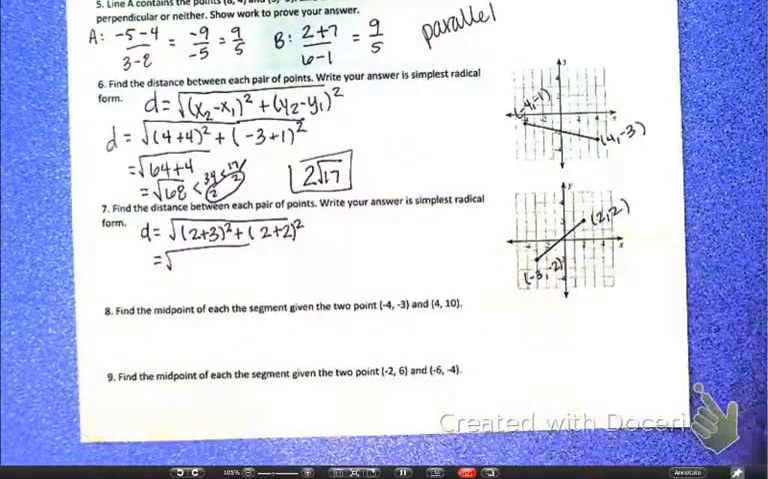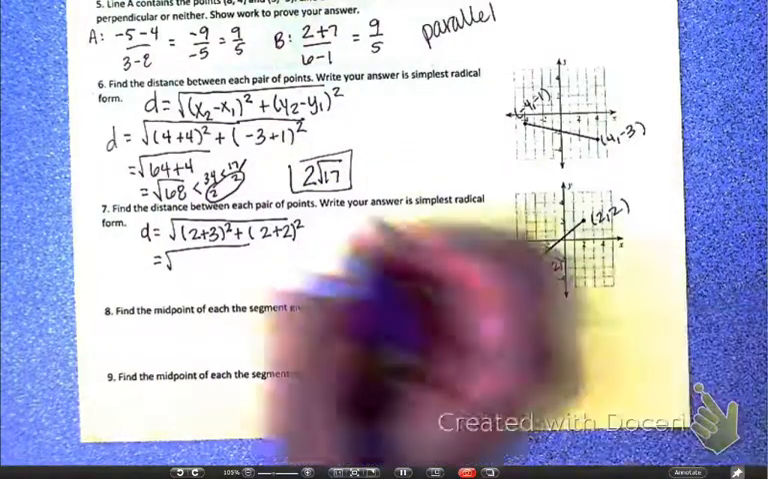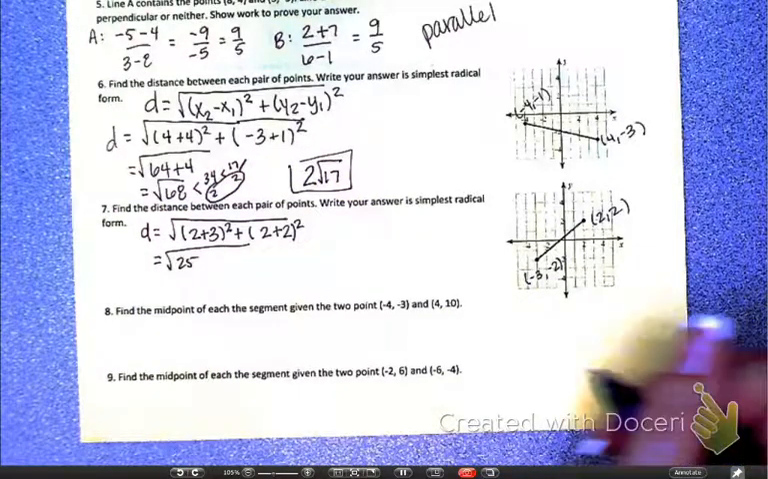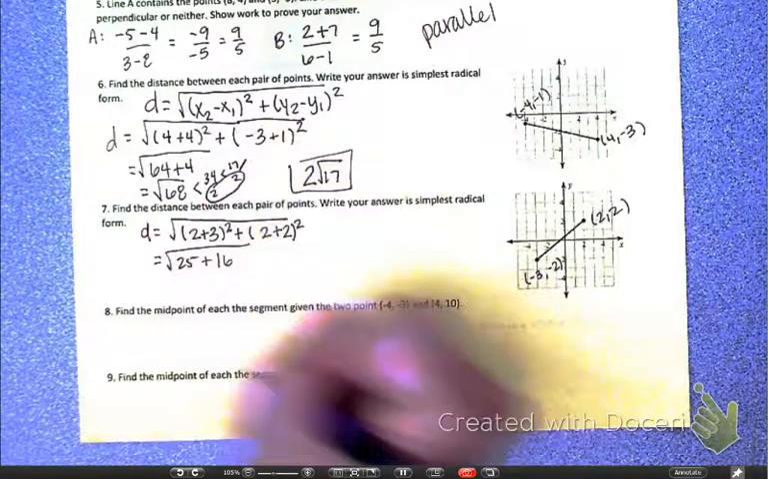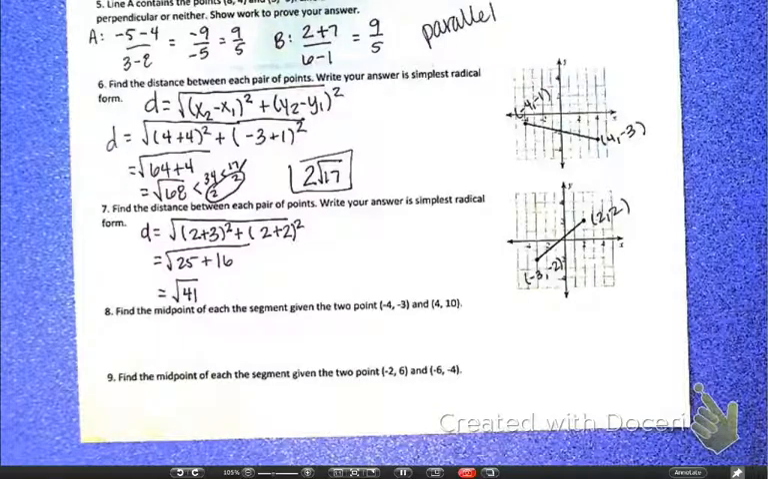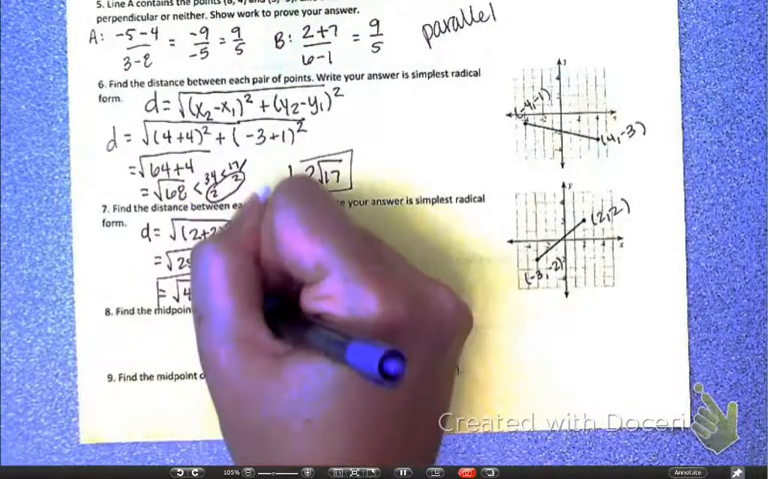2 plus 3 is 5. 5 squared is 25. 2 plus 2 is 4. 4 squared is 16. 25 plus 16 is 41. Can I reduce 41? Nope. So your answer is going to stay just like that.